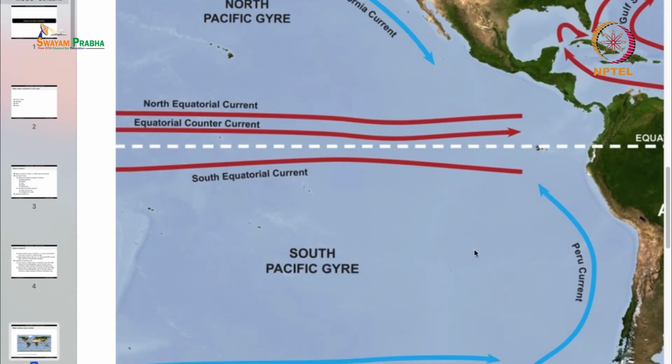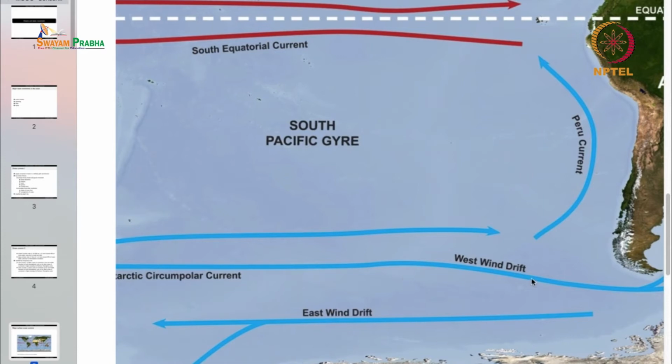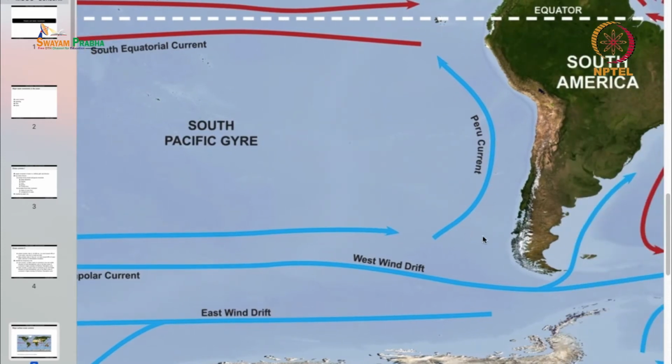Then we have the North Equatorial current, the South Equatorial current, and the Equatorial counter current. Now in the South Pacific, we have the Peru current. Now this Peru current again is a cold current, and so these areas will be cold and dry, and so we again have deserts in this area.